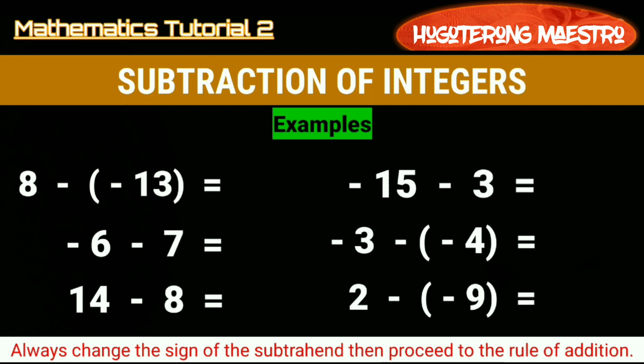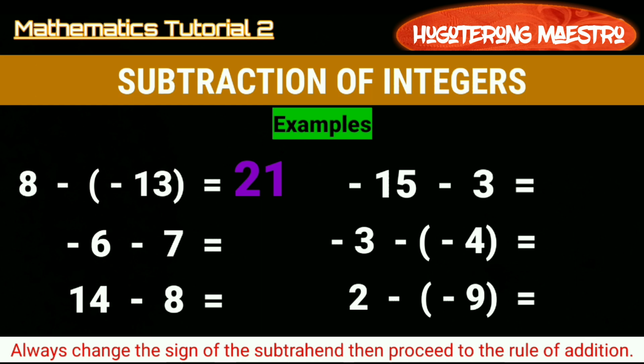Okay, tingnan na natin kung tama ba ang inyong sagot. 8 minus negative 13. So the answer is positive 21. Positive 21 dahil pinalitan natin ang sign ng ating subtrahend. So yung negative 13 ay magiging positive 13. Then we will proceed to the rule of addition. So we have now 8 plus 13. So we will add that and follow the sign. So the answer is positive 21.